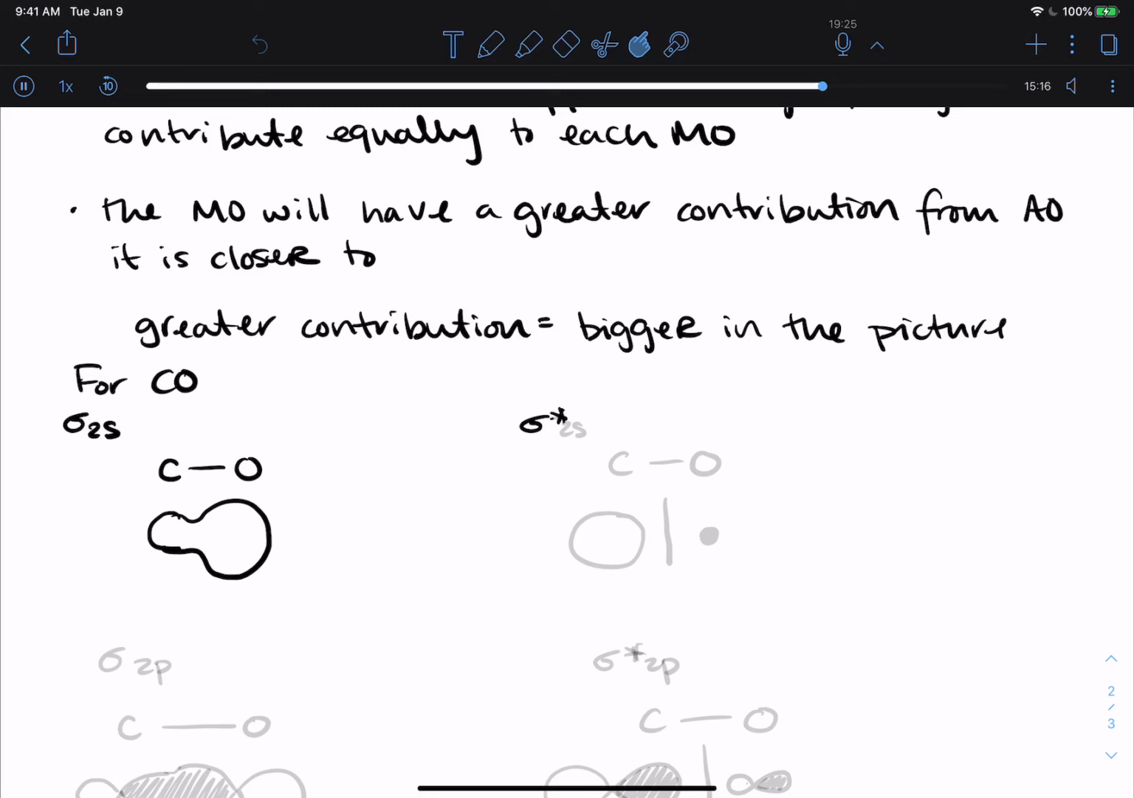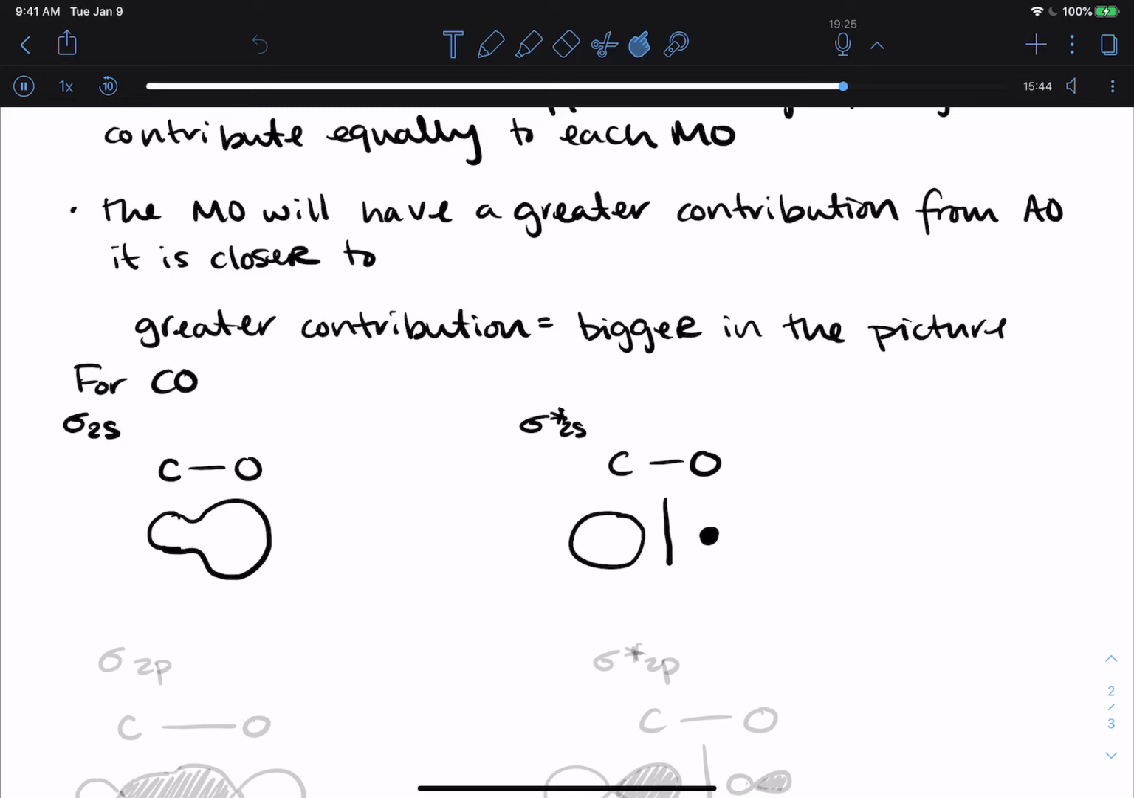Sigma star 2s, we should find the opposite, right? It's closer in energy to the carbon atomic orbitals. So it's still going to look like a sigma star 2s, but the contribution from carbon will be much bigger than the contribution from oxygen. All right, those are my sigmas. Now let's do all of my p orbitals.